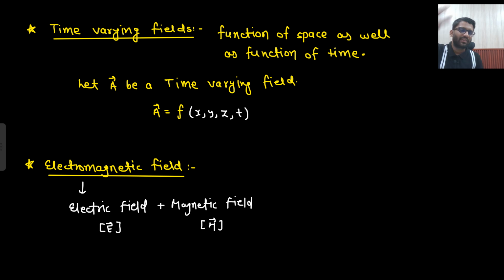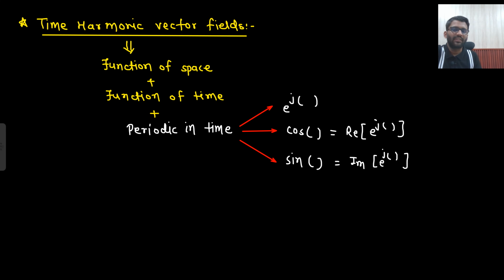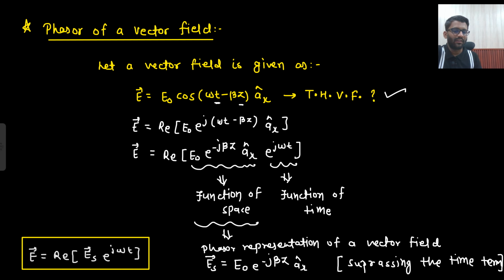So this we studied. Then we studied what is the meaning of time harmonic vector field. Electromagnetic field is electric field plus magnetic field, which we are going to use in the next lecture. Time varying vector field is a function of time and space. And what do we mean by time harmonic vector field? A function of time, a function of space, but it will be periodic in time as well. And if it is periodic in time, then we have seen 3 functions: e to the power j something, cos something, and sine something, right? And cos and sine can be written as real and imaginary.